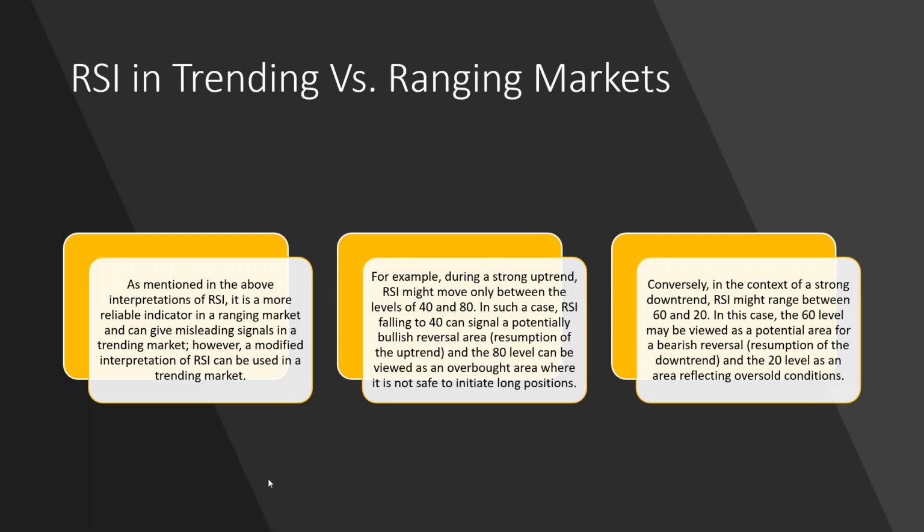Now, as mentioned, RSI is a more reliable indicator in ranging markets and can give misleading signals in hard trending markets. However, a modified interpretation of RSI can be used in a trending market, like we showed you in the presentation. For example, during a strong trend, RSI might move only between the 40 and the 80. In such a case, RSI falling to 40 can signal a potential bullish reversal. So you have to look at the market that is taking place, the price action, where you are, and then you can make your determinations on how you're going to use your RSI.